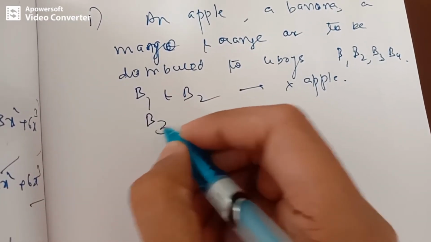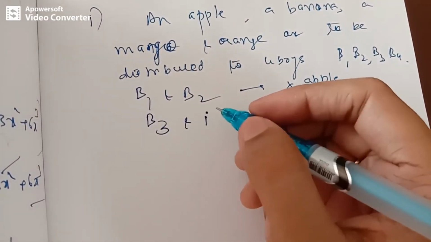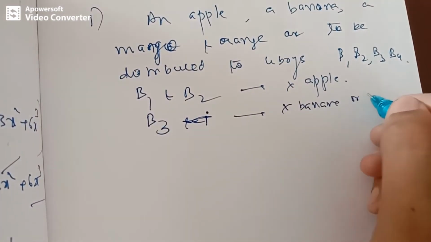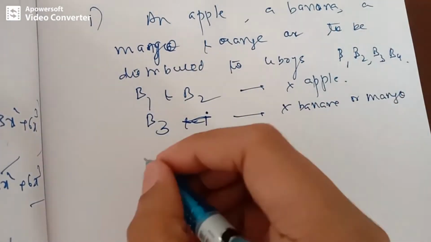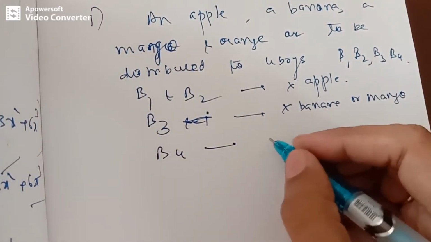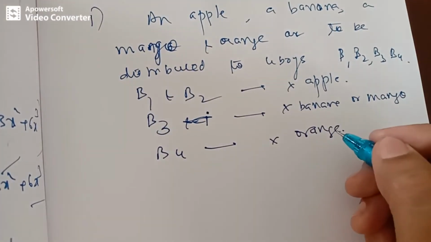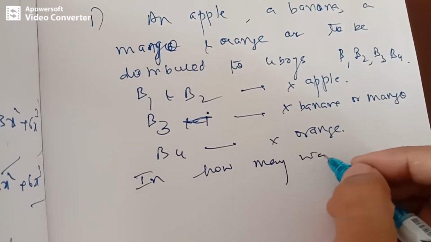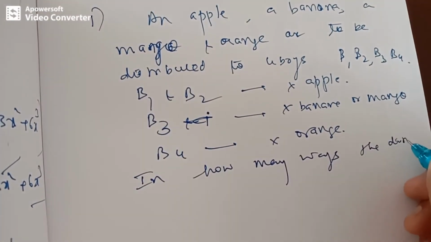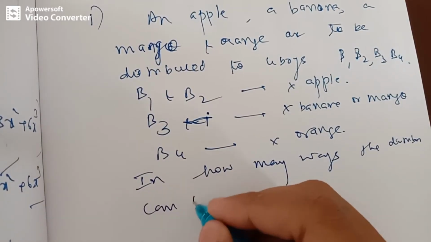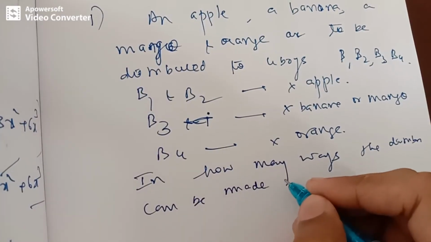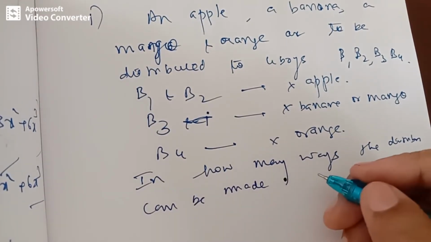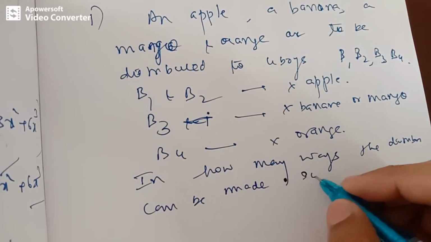And boy B3 does not want banana or mango. And B4, he refuses orange. The question is, in how many ways the distribution can be made so that no boy is displeased.